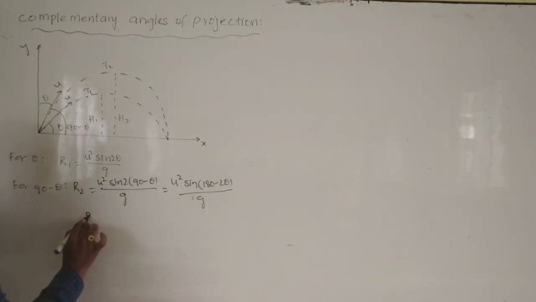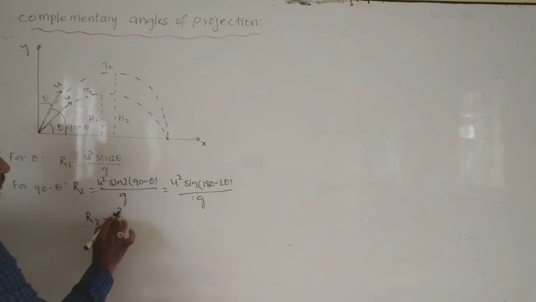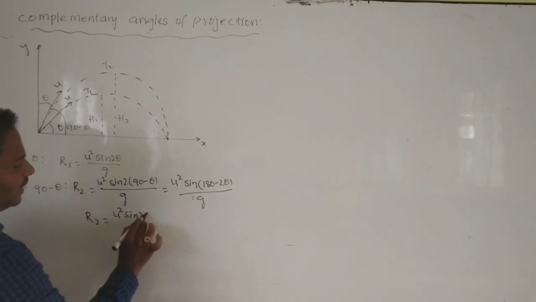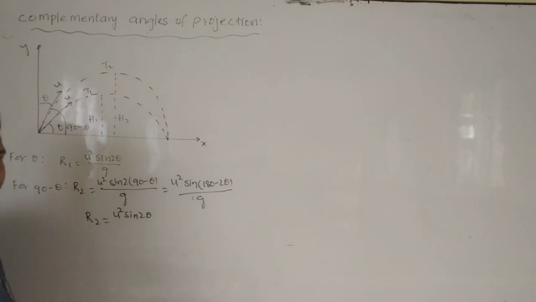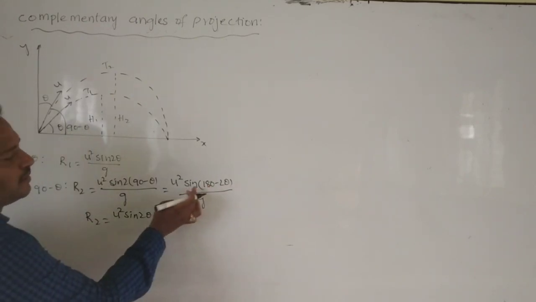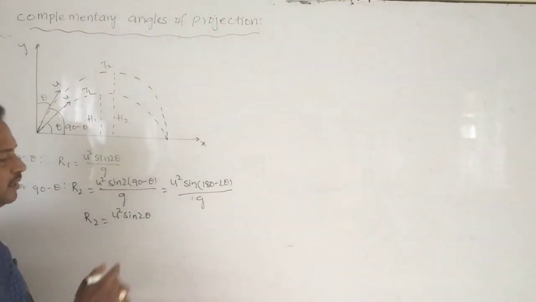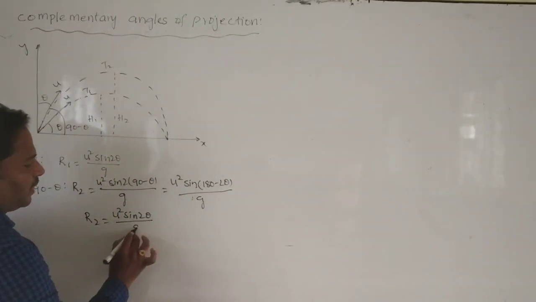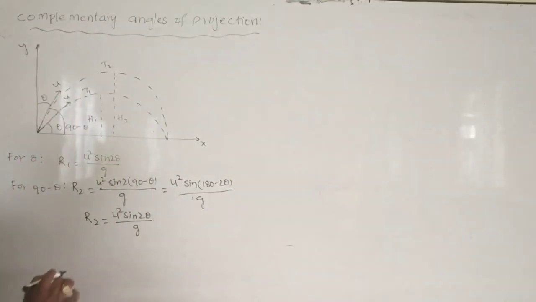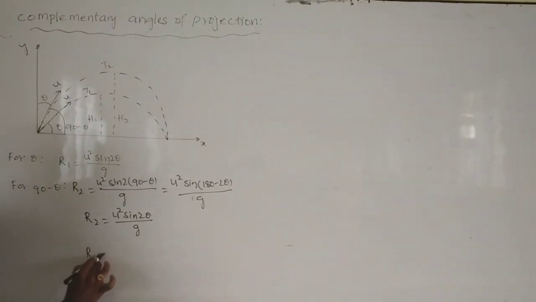So then R2 equals u square sin 180 minus 2 theta, second quadrant. In the second quadrant sine is positive, so 180 does not change, and you get sin 2 theta by g. So the range is the same, R1 is equal to R2. This is called complementary angles.